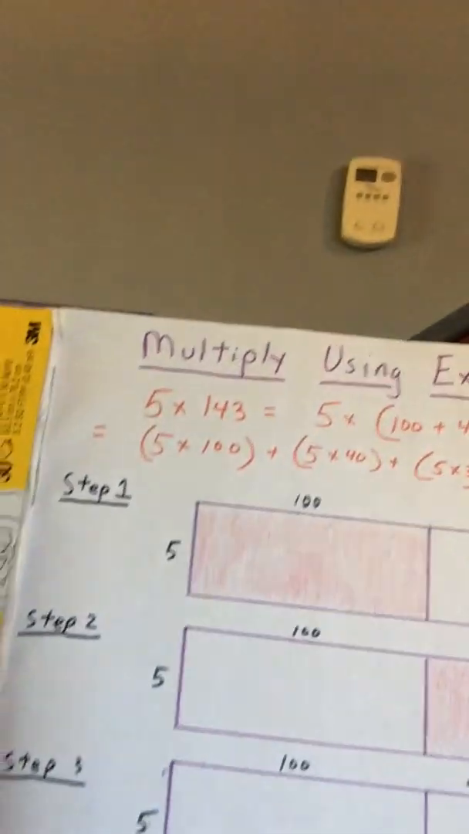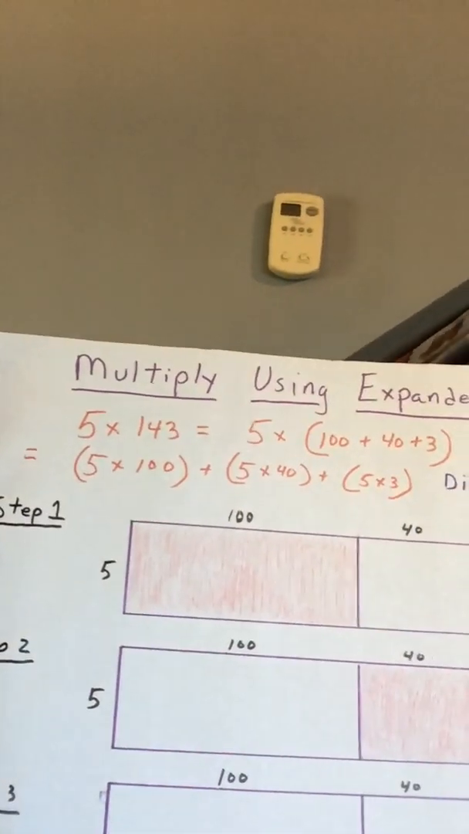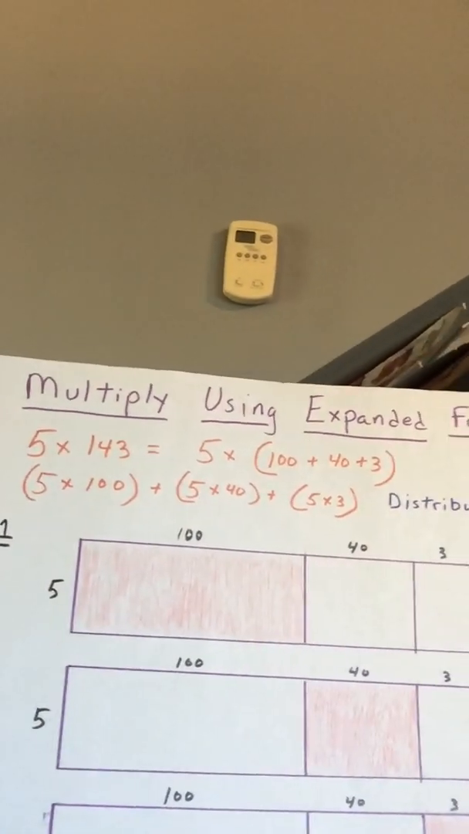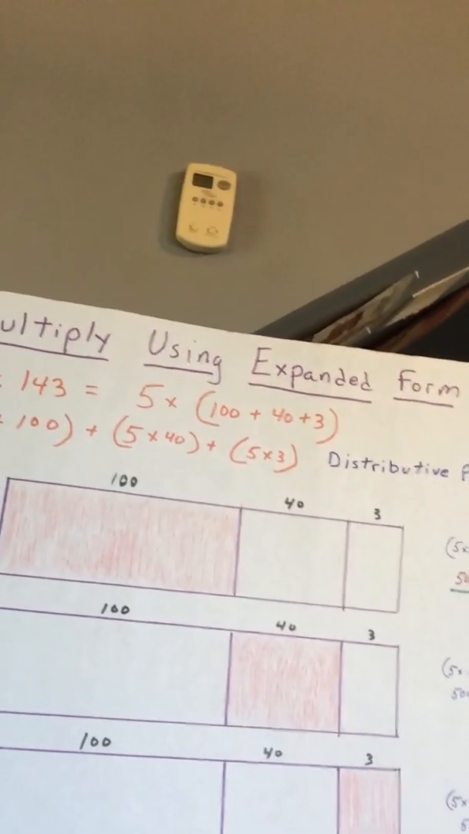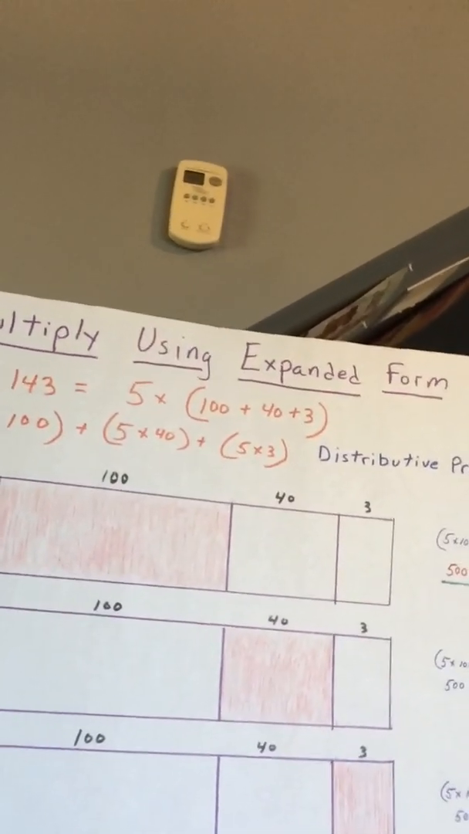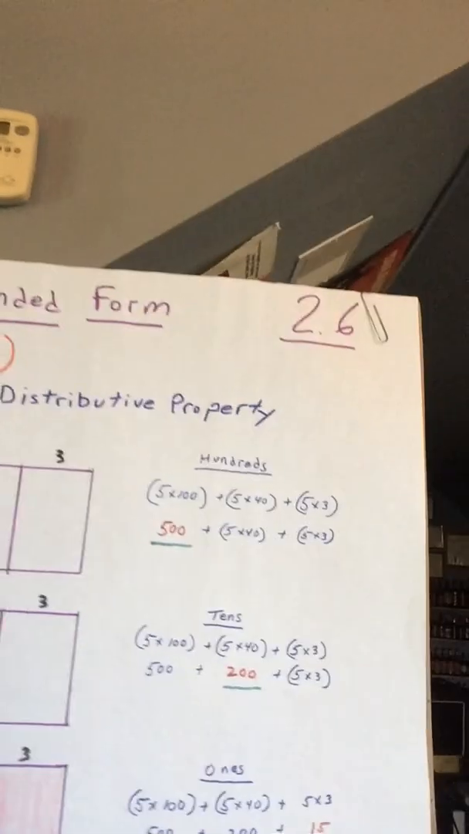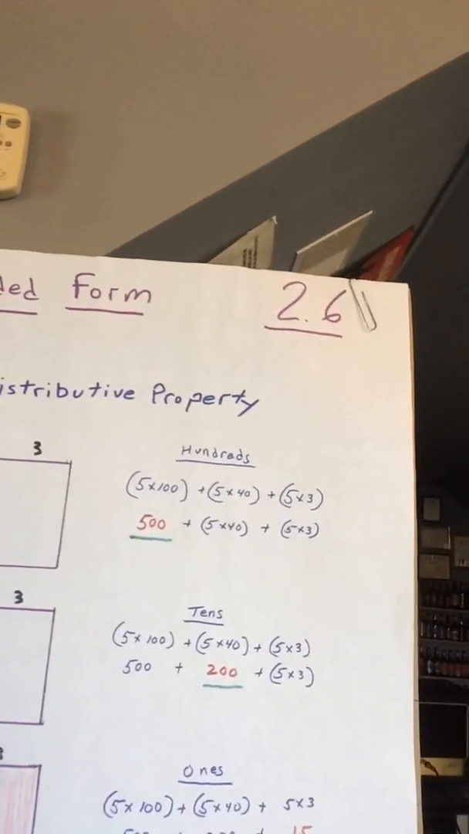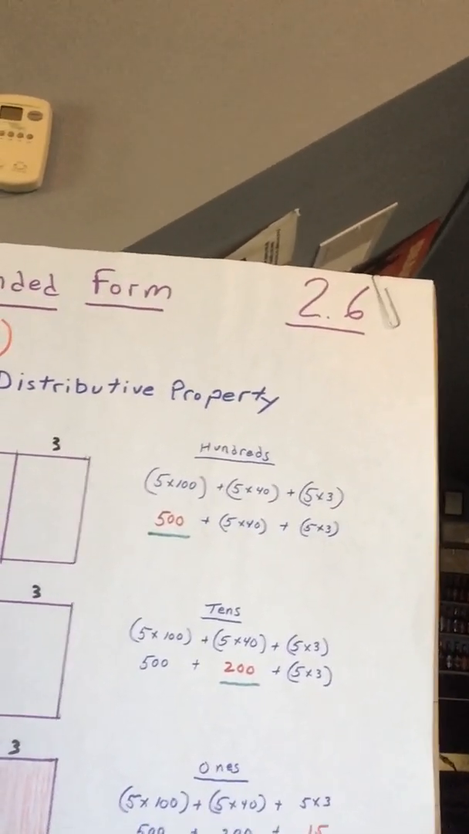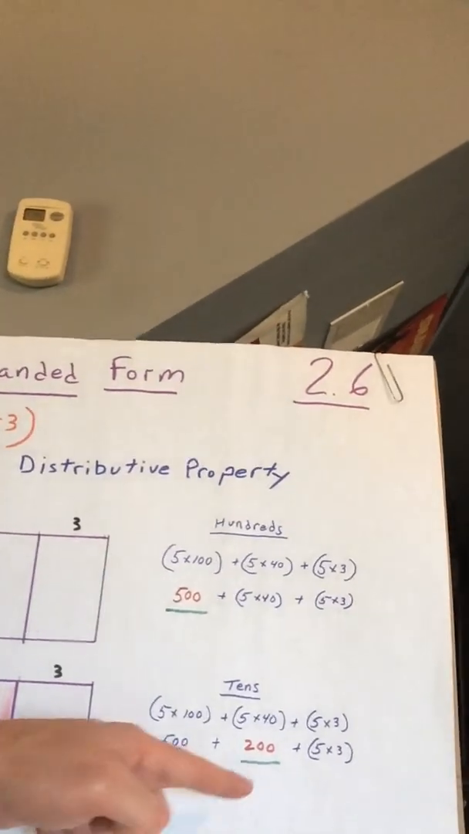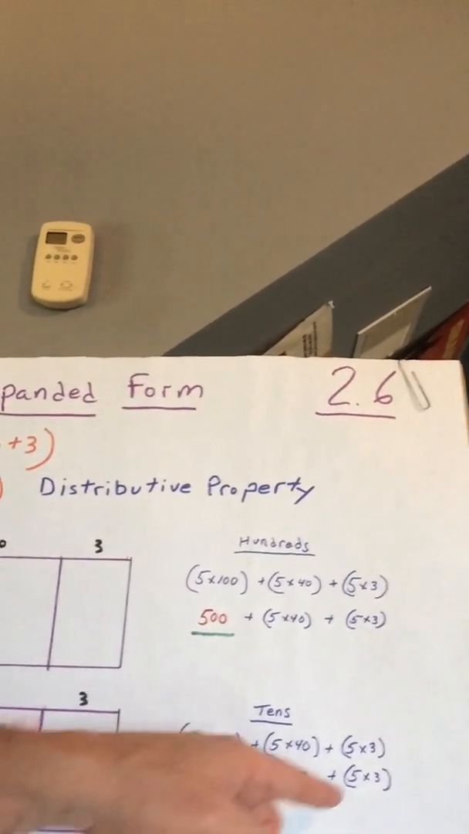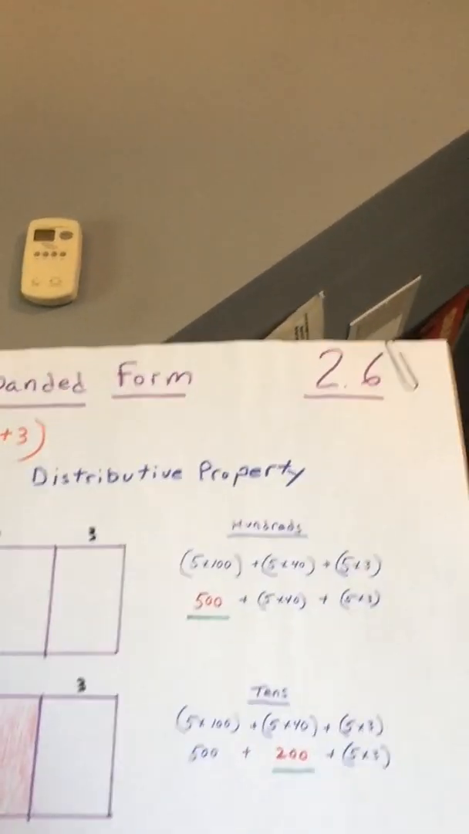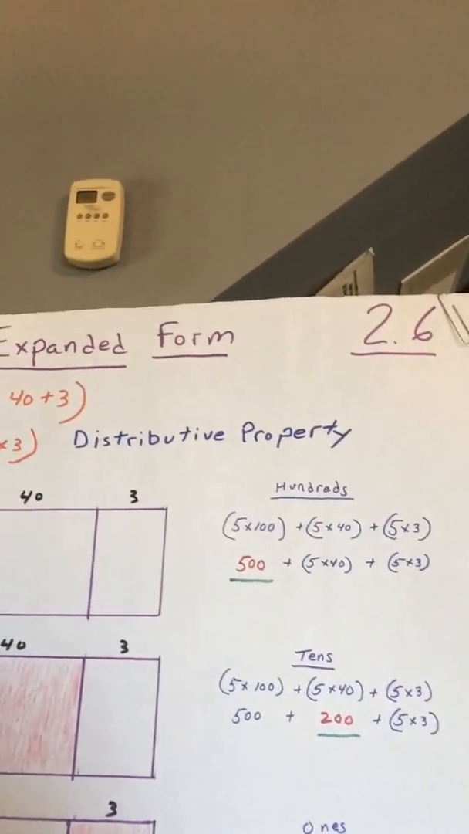Now, step 2, we're going to do 5 times 40, because we haven't done that yet. Notice I have the middle rectangle filled in. We already have 5 times 100 equals 500. Now we're going to do 5 times 40. Right here, 5 times 40 is 200. And then we leave the plus and the 5 times 3 in parentheses.